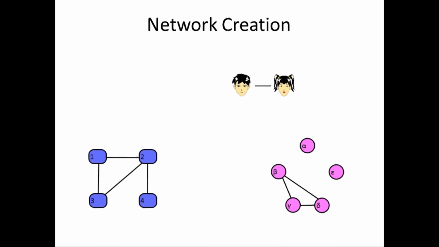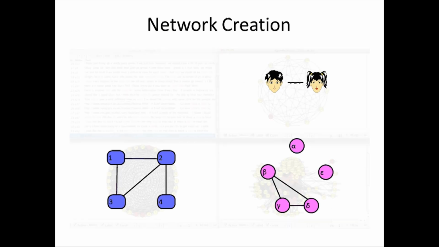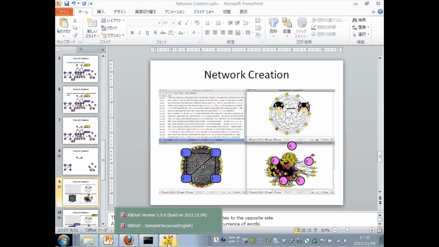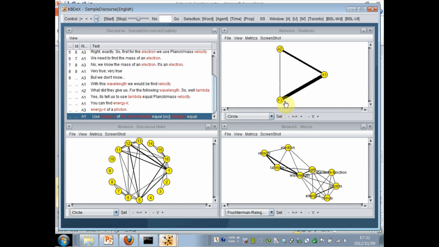Then the KBDeX shows these 3 networks in this layout. The top right window shows a student network. The bottom left window shows a discourse unit network. A note is one kind of discourse unit. The bottom right window shows a selected word network. Additionally, the thickness of the line between nodes represents the strength of the relationship.